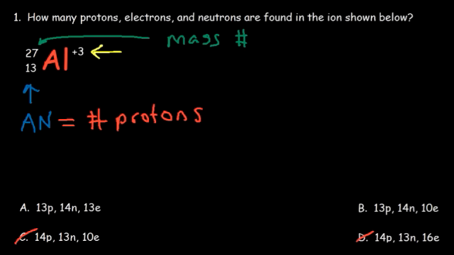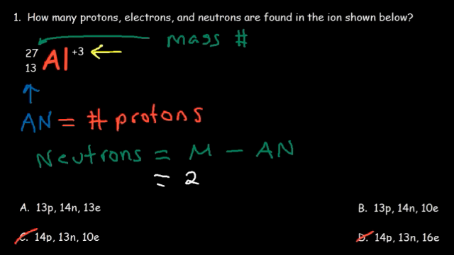To find the number of neutrons, the number of neutrons is equal to the mass number minus the atomic number. So in this case, it's going to be 27 minus 13. So therefore, we have 14 neutrons. So that really doesn't distinguish answer choice A from answer choice B. So now the last thing we need to look at is the number of electrons.